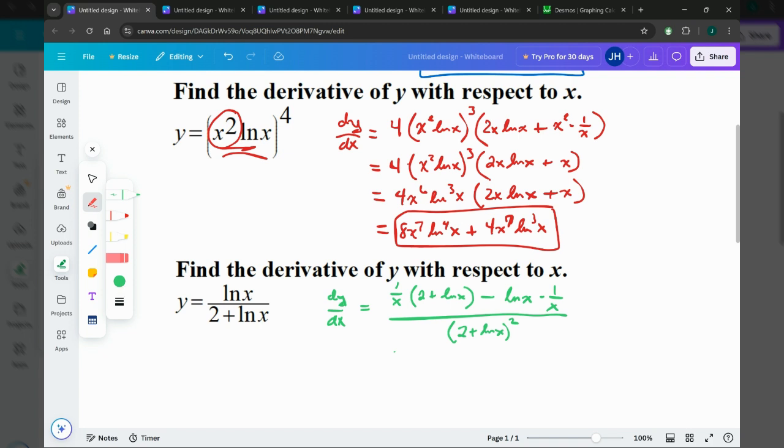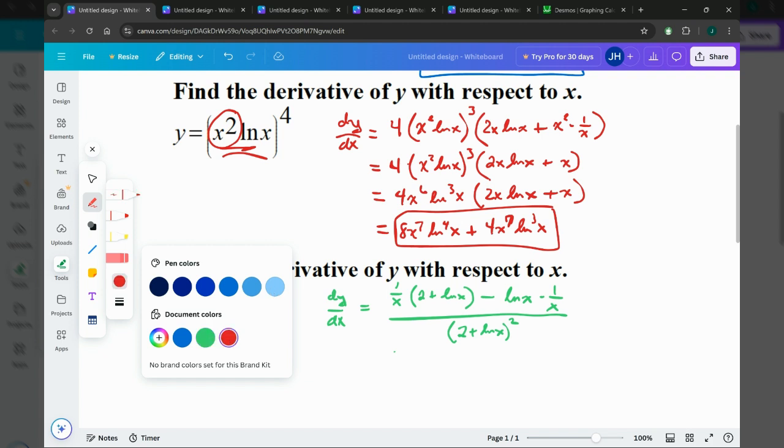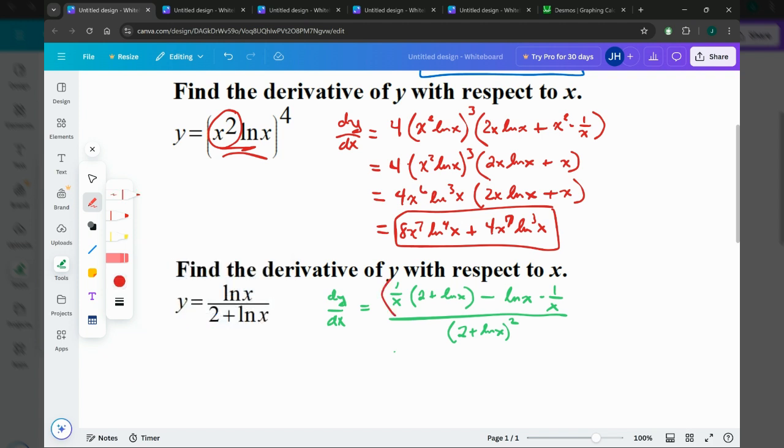Now, I've always told my students I don't like fractions within fractions. So what I'm going to do here is multiply the top by x, and multiply the bottom by x. If I distribute that x here, they're going to cancel. It's going to give me 2 plus the natural log of x. If I distribute here, it's going to give me minus natural log of x. And the bottom would be x times that quantity, 2 plus natural log of x squared.